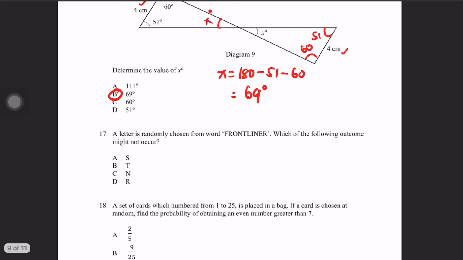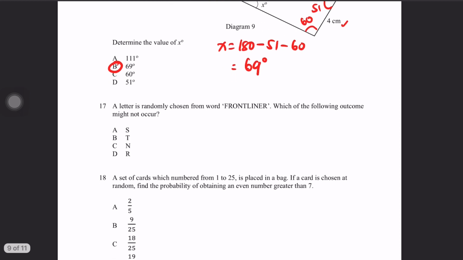Okay, next, proceed to number 17. A letter is randomly chosen from the word frontliner. Which of the following outcome might not occur? Okay, sekarang tengok S. Okay, sorry, might not occur. Okay, so maksud dia apa, outcome yang tak mungkin berlaku.